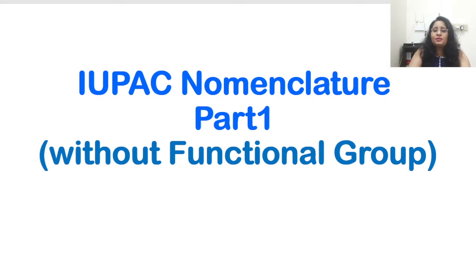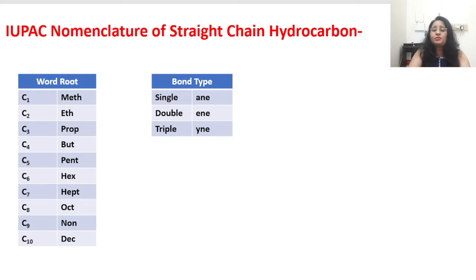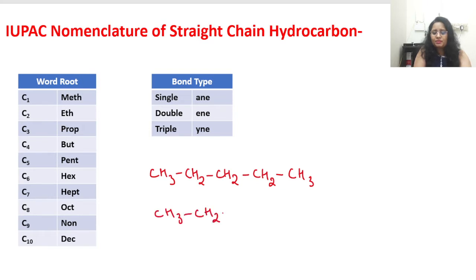The first part is the simple straight chain, the IUPAC nomenclature of straight chain hydrocarbons. So what are straight chain hydrocarbons? Let's have a look. Something like this, or we can say something like this. So these two examples are the straight chain hydrocarbons without a functional group. These are very basics. So let's start with the points we need to consider.